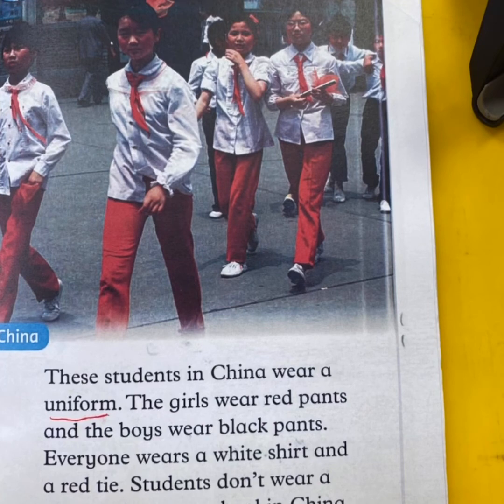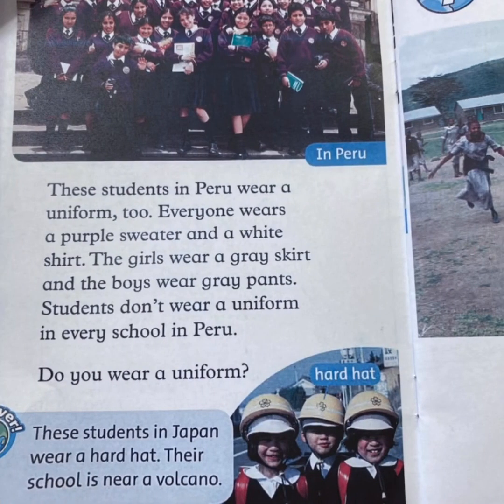Uniform. Do you often wear uniform at school? These students in China wear a uniform. The girls wear red pants and the boys wear black pants. Everyone wears a white shirt and a red tie. Students don't wear a uniform in every school in China. These students in Peru wear a uniform too. Everyone wears a purple sweater and a white shirt. The girls wear a gray skirt and the boys wear gray pants. Students don't wear a uniform in every school in Peru. Do you wear a uniform?